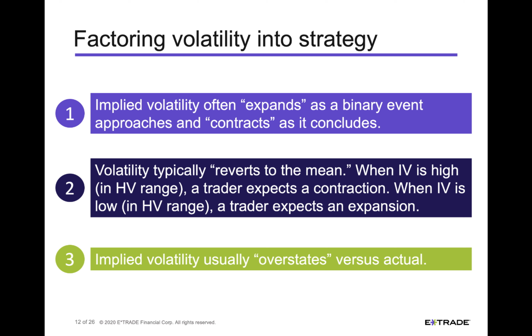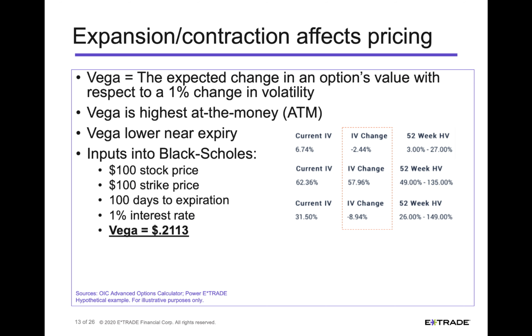So what do you do? You offer more money. Generally speaking, it's overstated versus the actual or realized volatility. So let's talk about how the expansion and contraction of implied volatility affects option pricing. We're going to look to one of the Greeks to understand how much money we could make or lose depending on changes in volatility, and that's called vega.